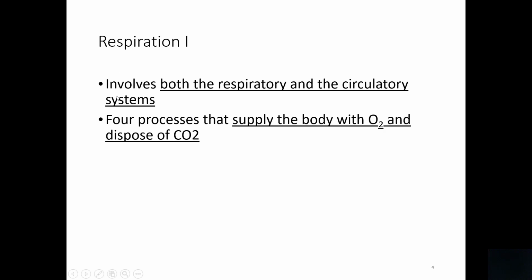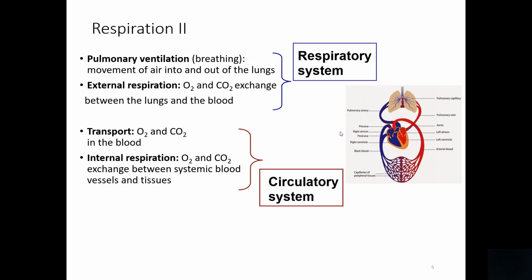Okay, so respiration involves both the respiratory system and the circulatory system, our heart and our blood vessels. There are 4 processes that supply the body with oxygen and dispose of carbon dioxide. You need to know their names, and you need to know exactly in what system, in what part of it those processes happen. So first of them would be pulmonary ventilation, or what we usually call breathing.